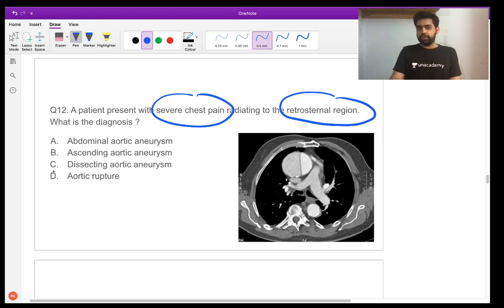Well, Ajmal, yes, very good. You are absolutely correct. It is a dissecting aortic aneurysm, guys. So please understand, it is not B. No, Ekta, it is not B. No, Ajmal, you're right. Don't be sorry. You are absolutely correct. The answer is in fact dissecting aortic aneurysm.